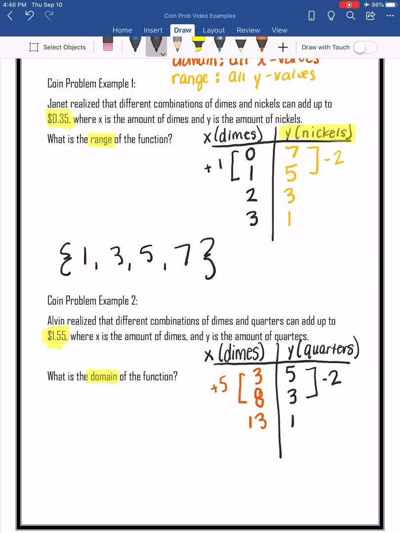Looking here, if I continue with the pattern, 13 plus 5 would give me 18. 18 dimes is $1.80. We're only looking to get $1.55. So 18 is not going to work. We are done.